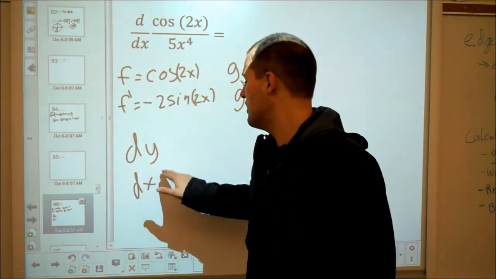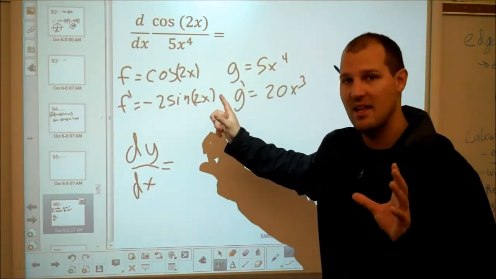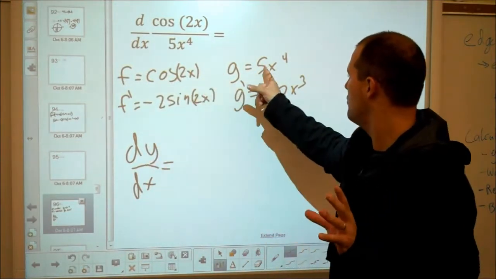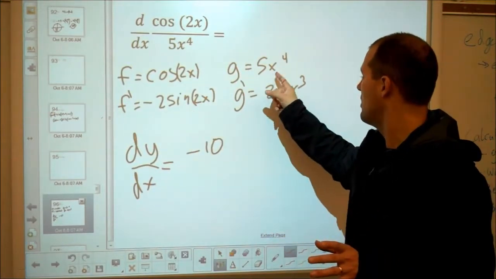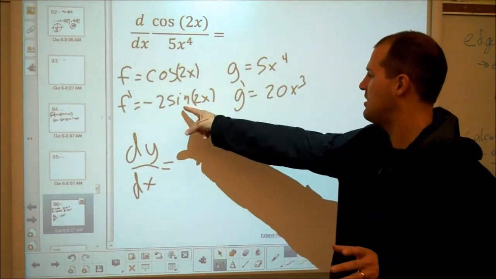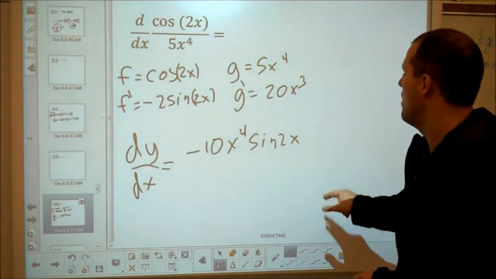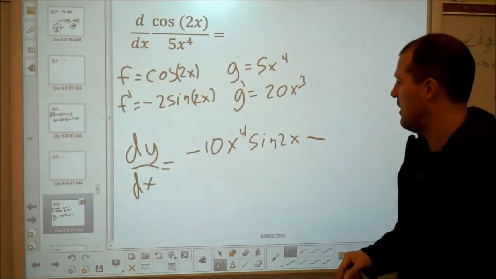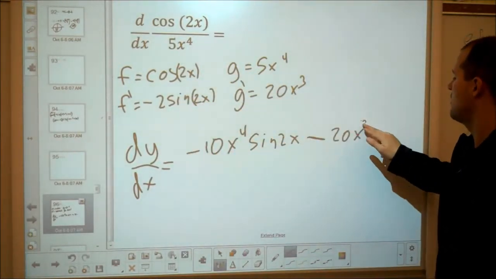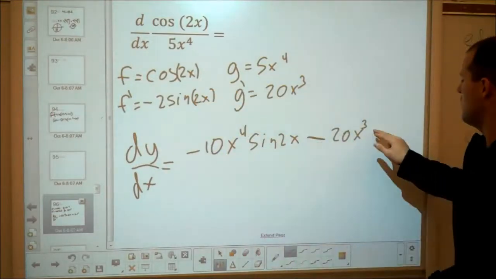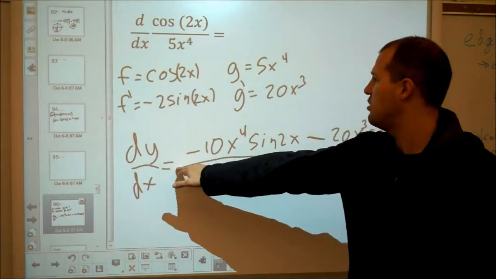Okay, so I'm going to write out my derivative. dy dx is, we're going to start filling it in, f prime g, and I'm going to combine like terms as I go here. So I have a negative 2 times 5, so negative 10, and I'm going to bring the x to the 4th down, and I'm going to write my sine, so I've captured all the symbols there. So sine of 2x minus, quotient rule has minus in it, g prime f, so 20x cubed times cosine of 2x. Don't forget the divided by g squared.